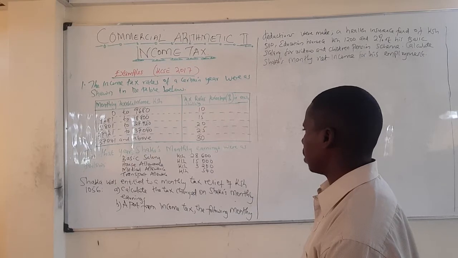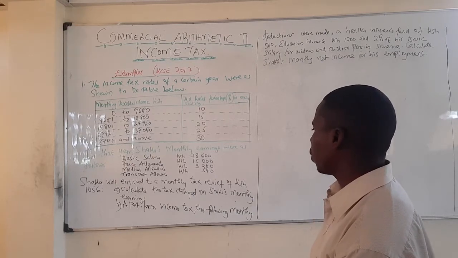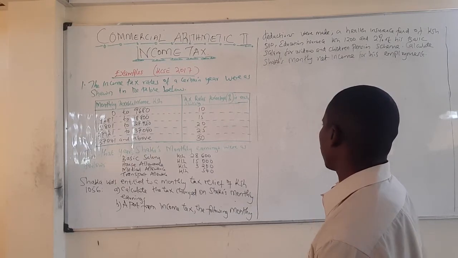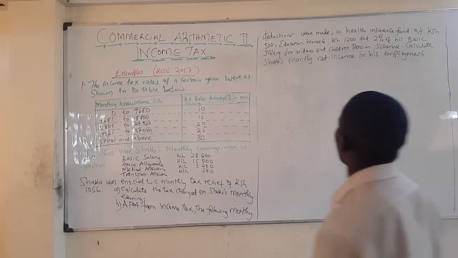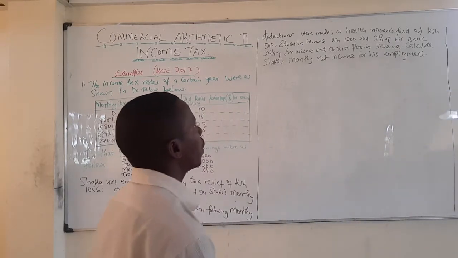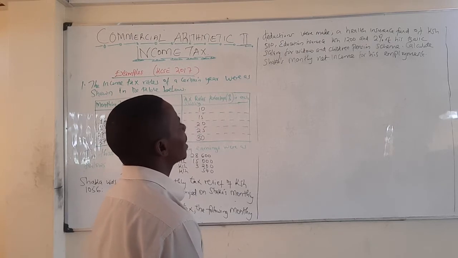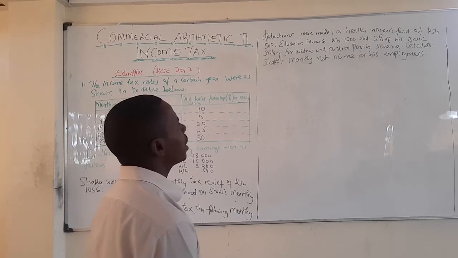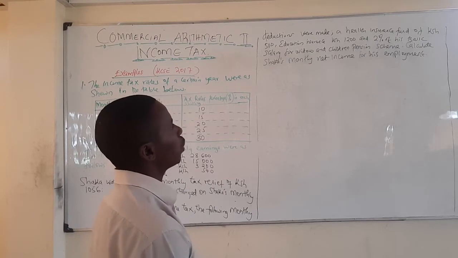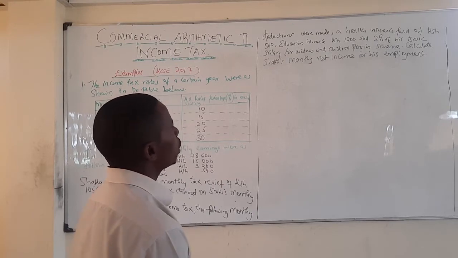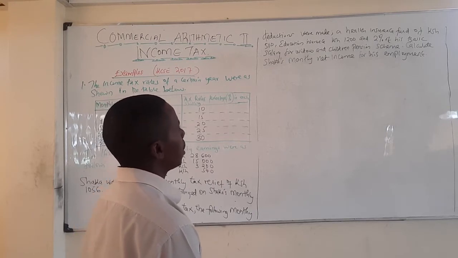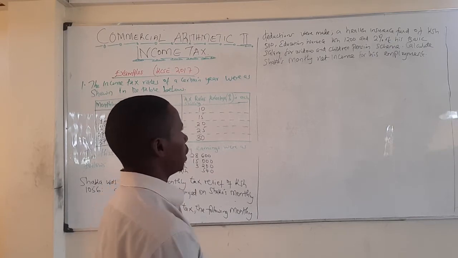And then number B, I'm told that apart from the income tax, the following deductions were made: a health insurance fund of Kenya shillings 500, education insurance Kenya shillings 1,200, and 2% of his basic salary for widow and children pension scheme. So you have to calculate the monthly net income for his employment.